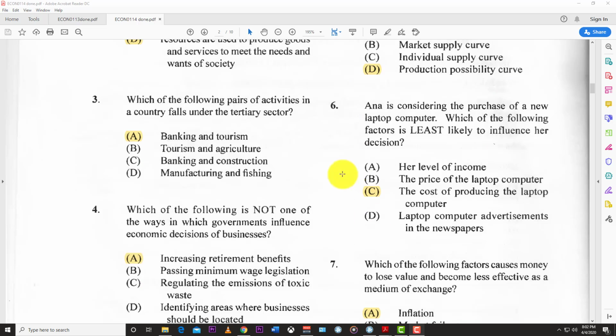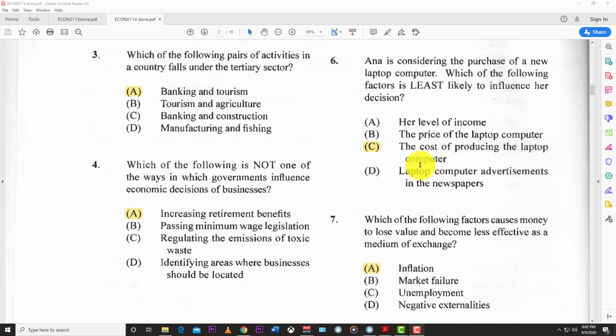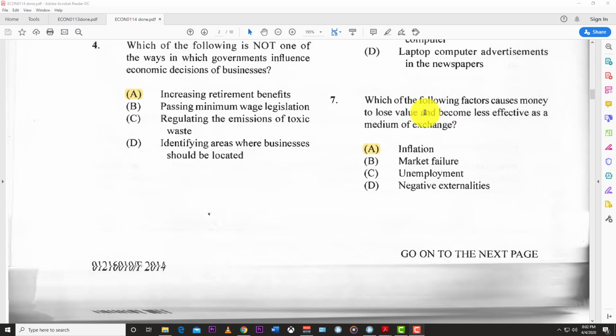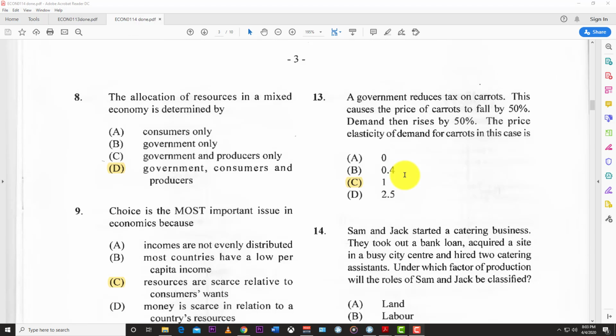That's D. Number 6, Anna is considering the purchase of a new laptop computer. Which of the following factors is least likely to influence her decision? And the best answer is C, the cost of producing the computer. Number 7, which of the following factors cause money to lose value and become less effective as a medium of exchange? And the answer here is inflation.